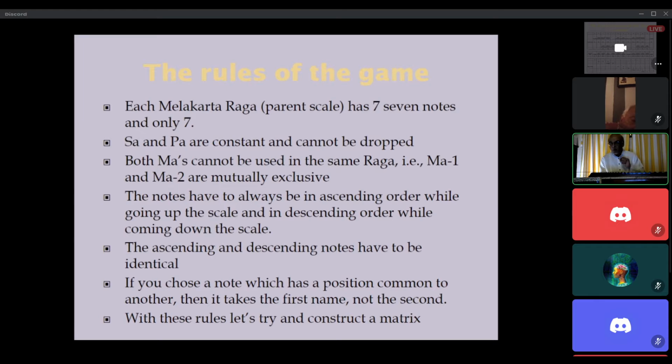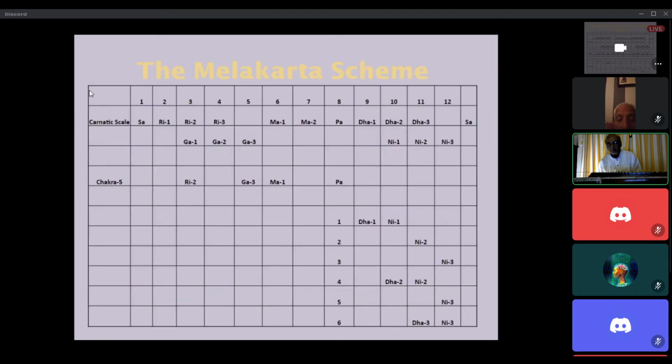This is the important rule which you will figure out. If you choose a note which has a position common to another, then it takes the first name, not the second. For instance, if I were to go back to this, sorry, this is the earlier one.